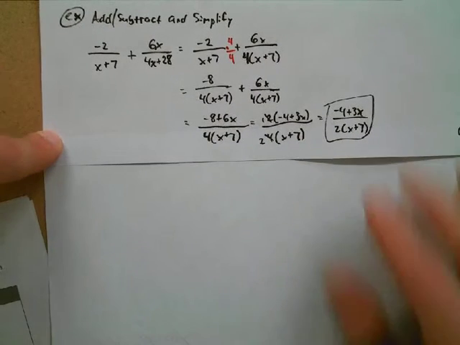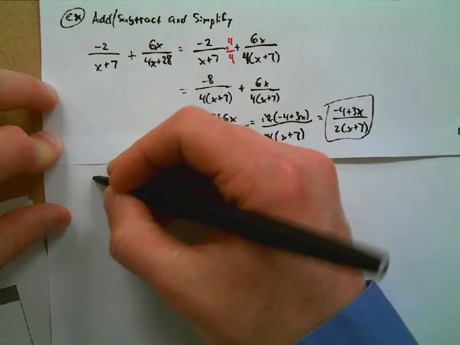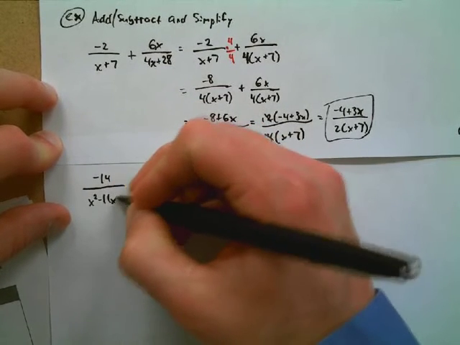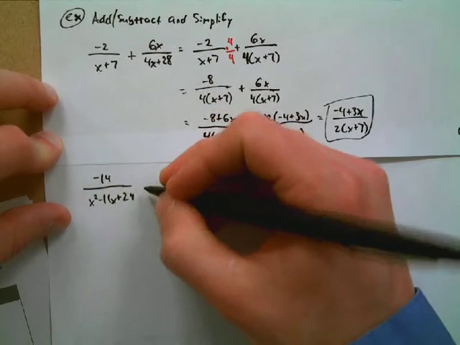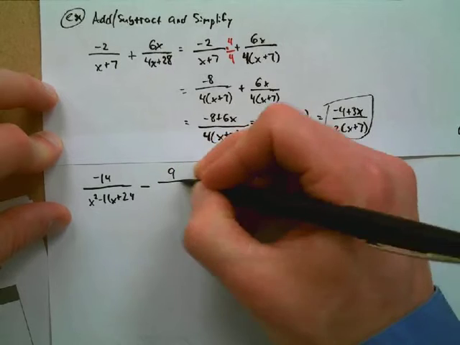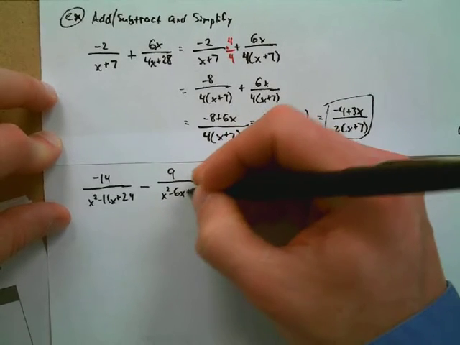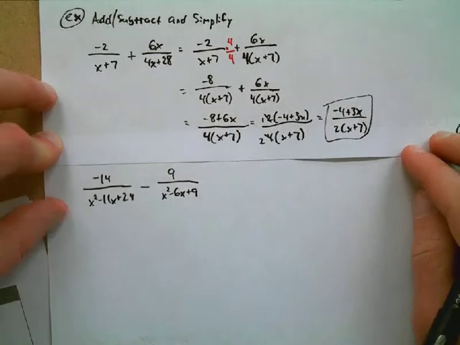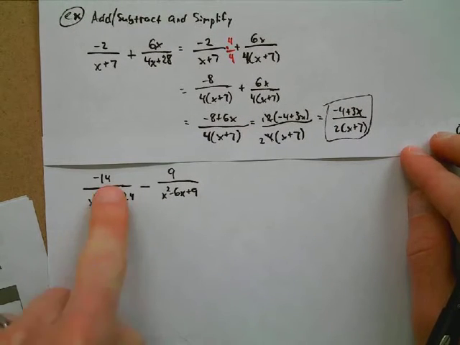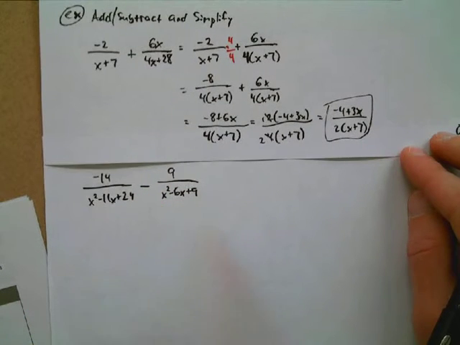All right, we'll do some subtraction here for this one. We're going to take negative 14 over x squared minus 11x plus 24, and we'll subtract 9 over x squared minus 6x plus 9.